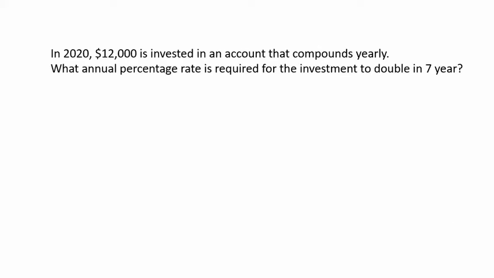In these last 2 examples, we're going to find the rate. In 2020, $12,000 is invested in an account that compounds yearly. What annual percentage rate is required for the investment to double in 7 years?